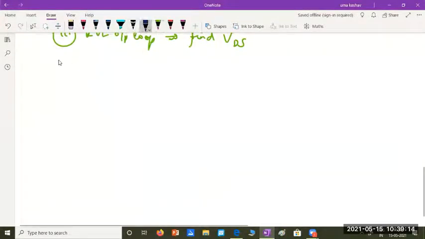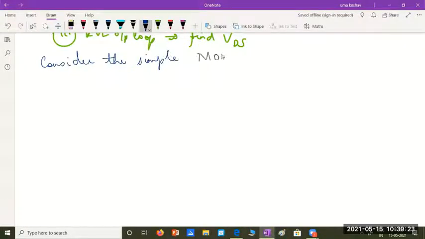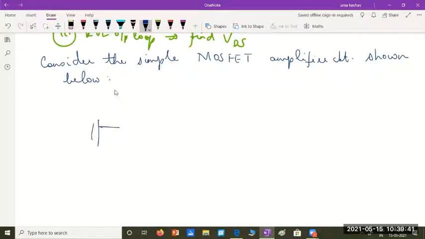Okay. You say, consider the simple MOSFET amplifier circuit shown below. So let me consider a simple amplifier. I'll include a load resistance RD, to which we have to connect a DC voltage source, and the source is grounded. IS is equal to ID.